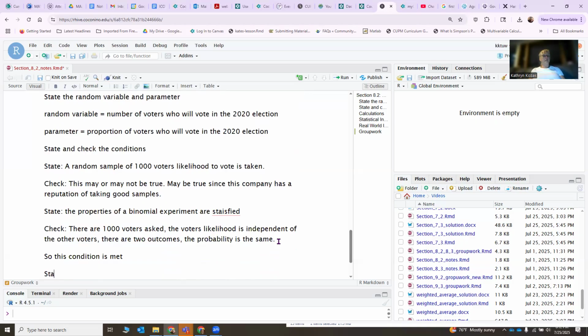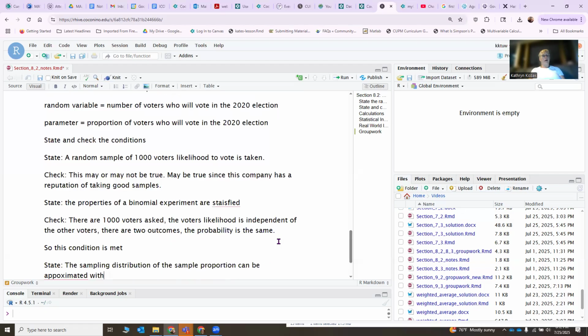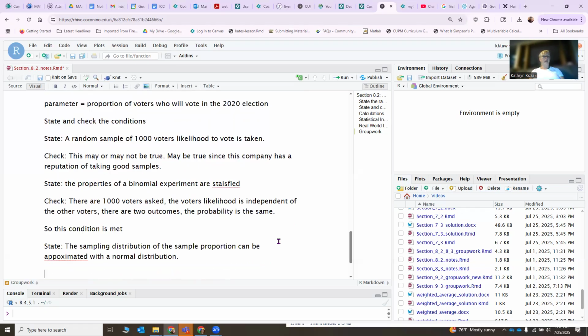The next one, or the last one, I should say, because there's only three in this case, is that the sampling distribution of the sample proportion can be approximated with a normal distribution. I'm going to check this.